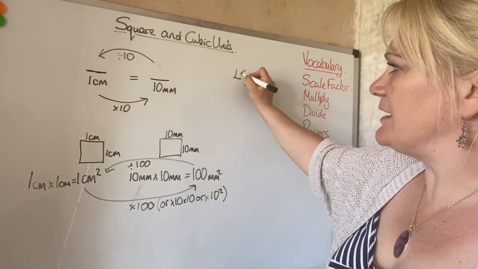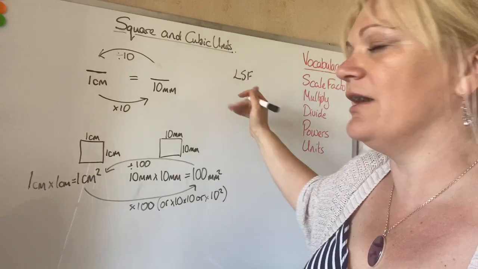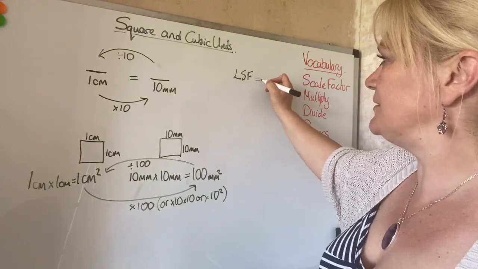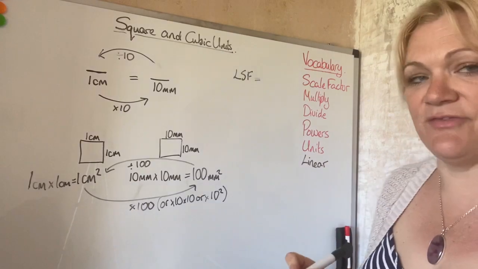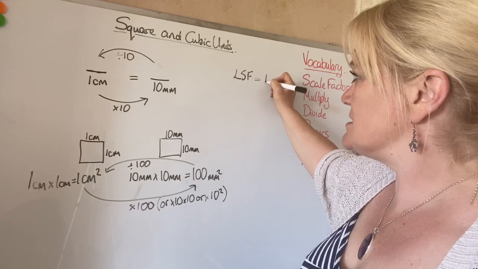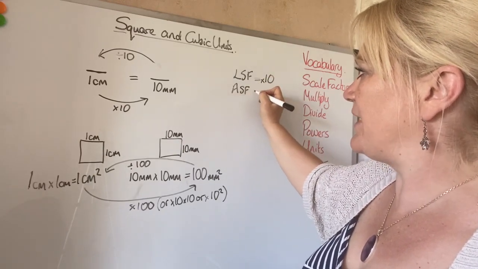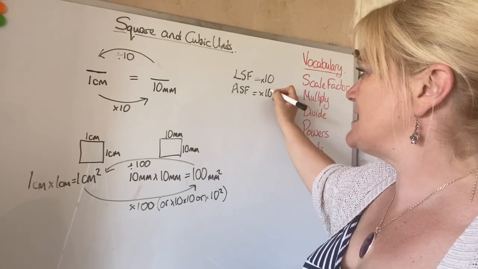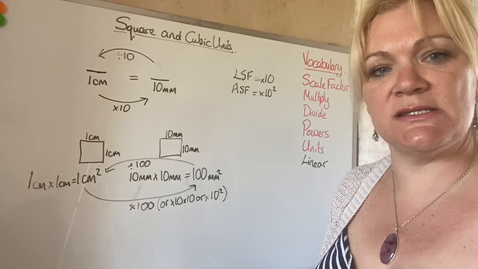So our linear scale factor, that means our line scale factor, linear for line, I'm going to put linear on my vocabulary list because I forgot it on there. My linear scale factor might be times 10, but my area scale factor is going to be times 10 squared, because area is a square unit.